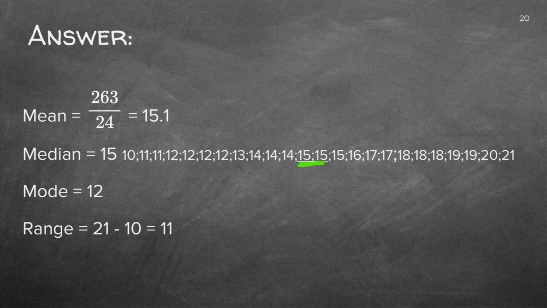And the mode is 12 because it appears 1, 2, 3, 4 times. So the mode is 12. And the range would be 21 minus 10, so the range is 11.